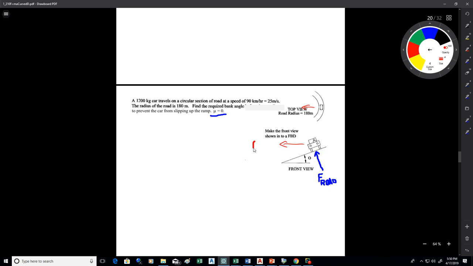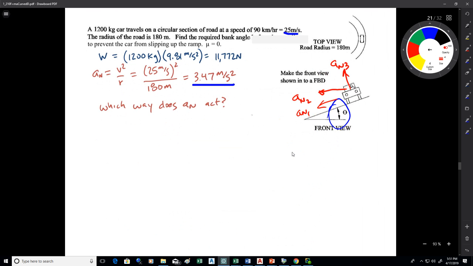So what we're going to do is relate that force of the road, and particularly its component in the x direction, to the normal acceleration. Okay, so we can find the weight. It's the same as above. Normal acceleration is the same as above on your page there. But now let's start to figure this out with the angle and that normal acceleration.